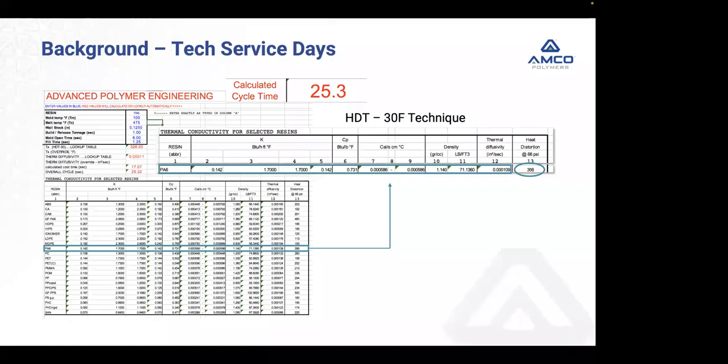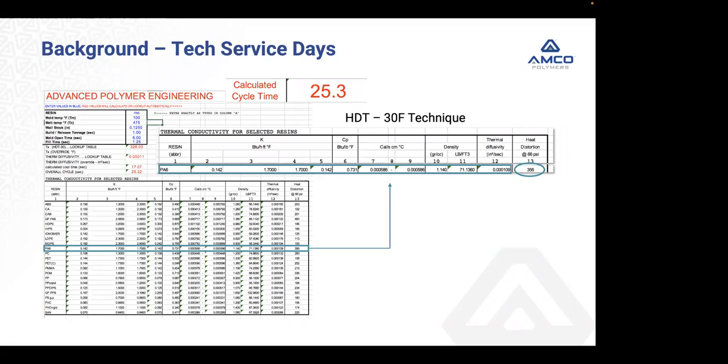So I went through and said, okay, from Advanced Polymer Engineering, there was this software that I used, and I put in a nylon 6, mold temperature of 100 degrees, melt temp 475, and the wall stock of this one was about 0.125. So I put this in and it said the calculated cycle time was 25.3 seconds.